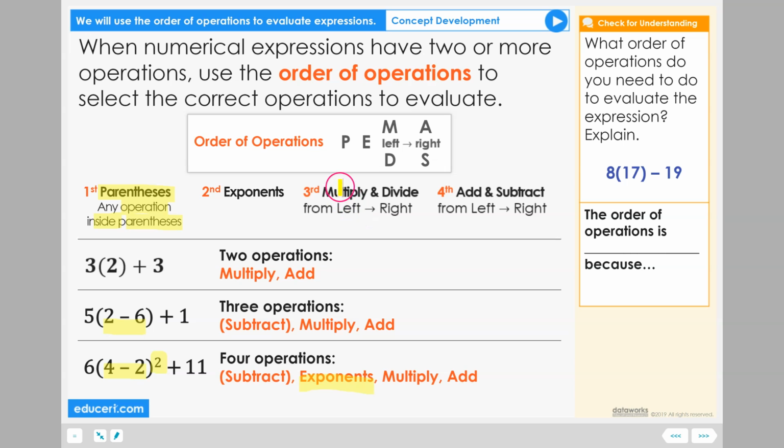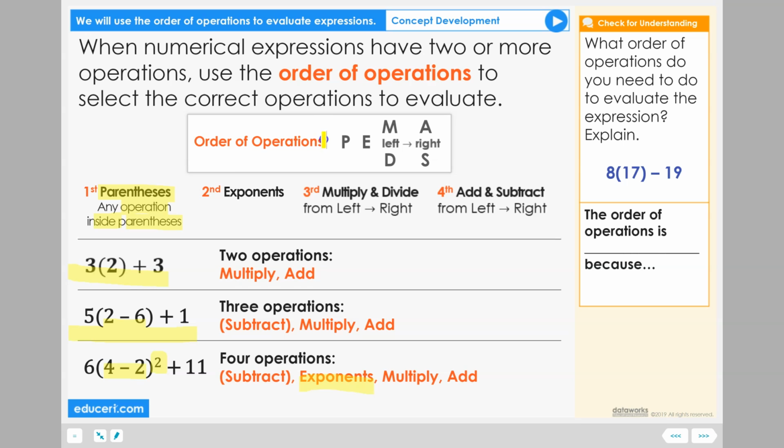So sometimes you'll multiply, then divide. Sometimes you can divide and then multiply. It just depends on what comes first, starting from the left to the right. Same thing with adding and subtracting. You can sometimes add before subtracting. You can sometimes subtract before adding. It all depends on what comes first, starting from the left of an expression through the right.